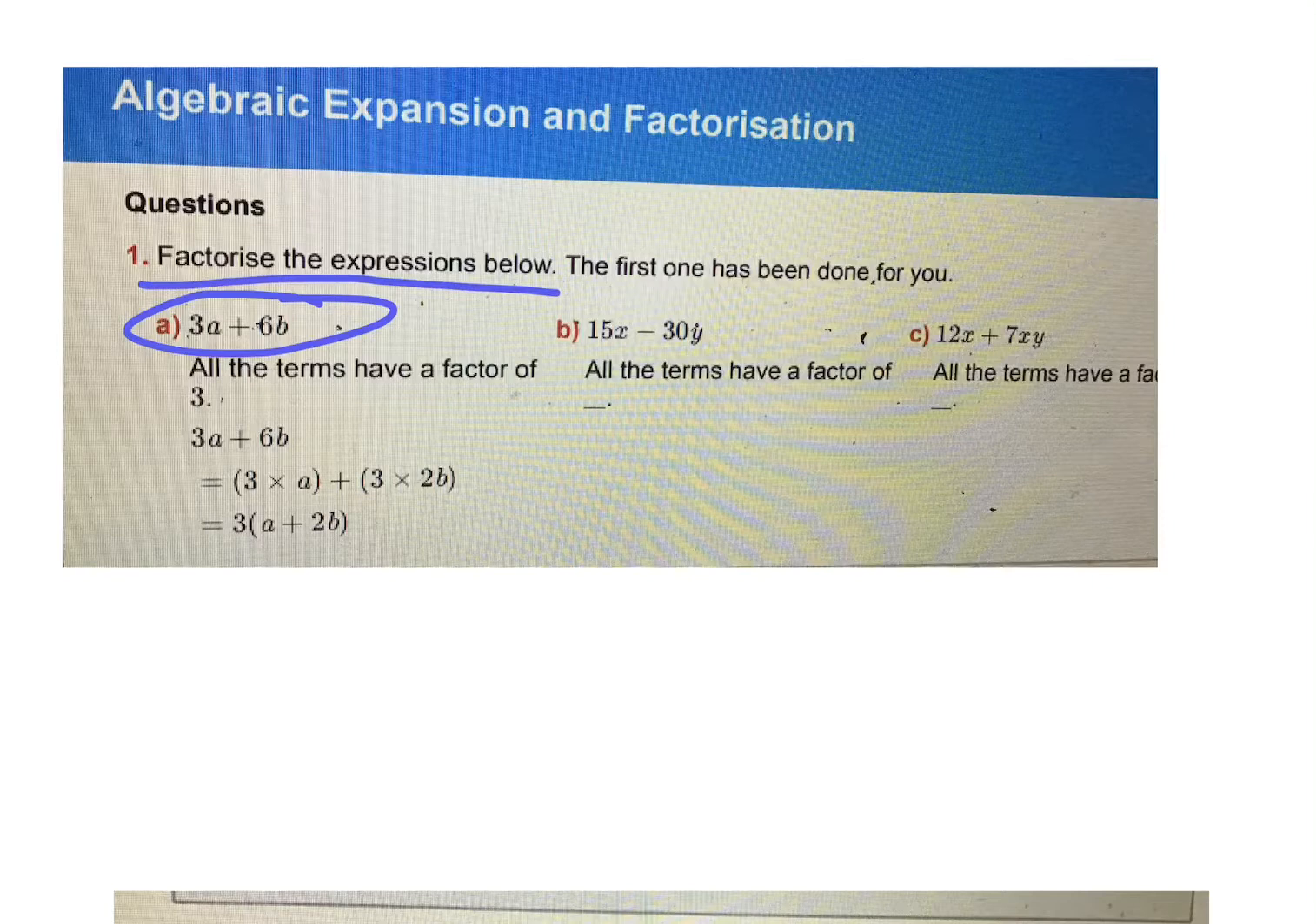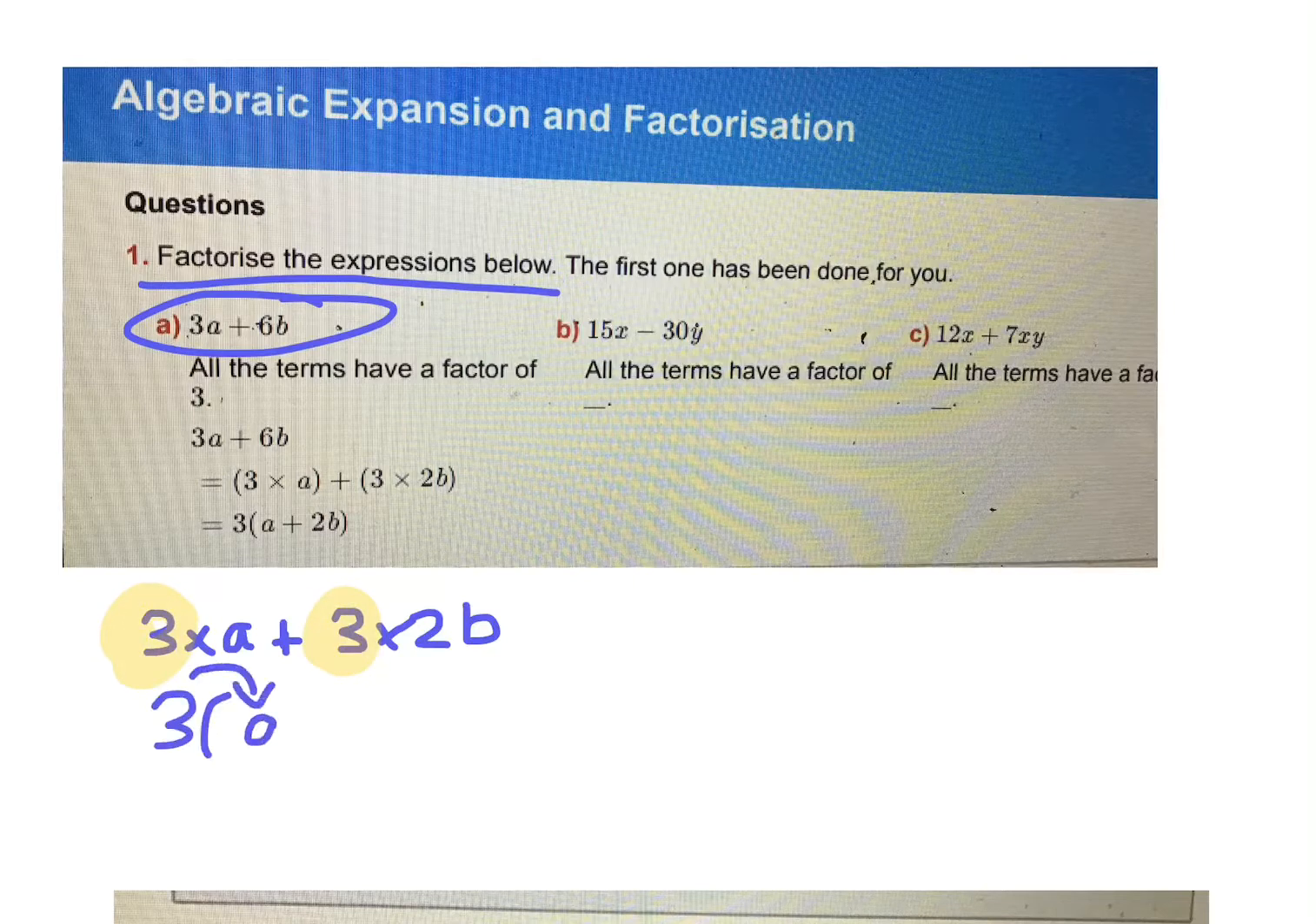So you're looking for what goes into the 3a and the 6a. So that's why it's 3 times a, because 3 goes into 3 and 6, and 3 times 2b. And then if you look at that, there is that common factor of the 3. So you can take the 3 out the front, and you go 3 times what is 3a, and then 3 times what is 2b. Okay, and you can do a similar thing for these.